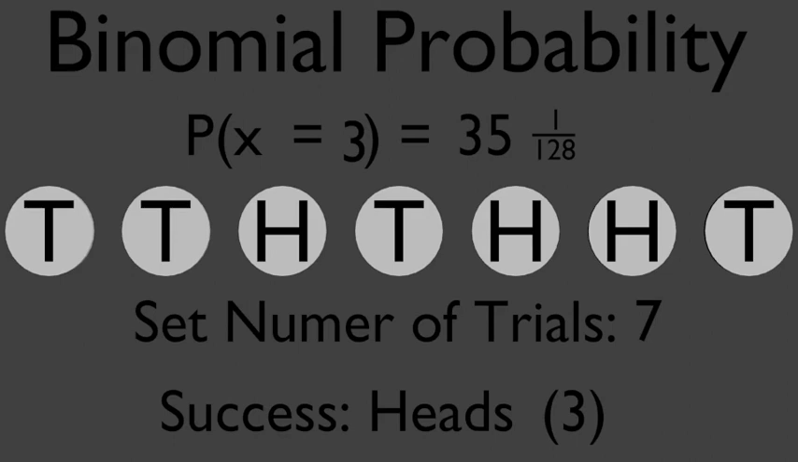Now when you take 35 and multiply it by 1 over 128, you get 0.27, and this is the probability of flipping 7 coins and getting 3 heads. Or in other words, 27% of the time when you flip 7 coins, you should get 3 heads.